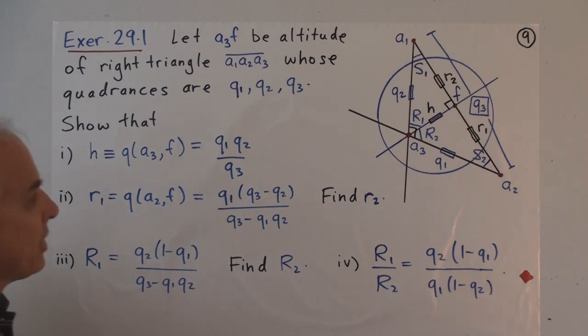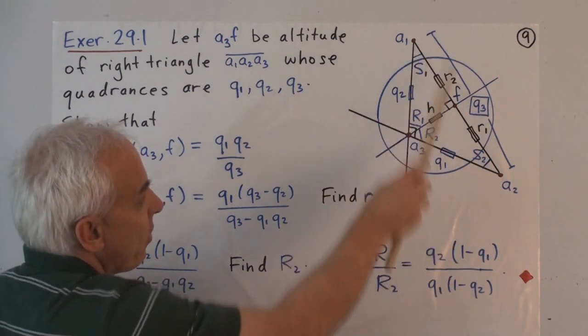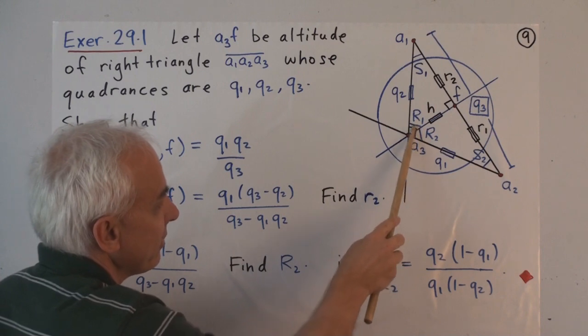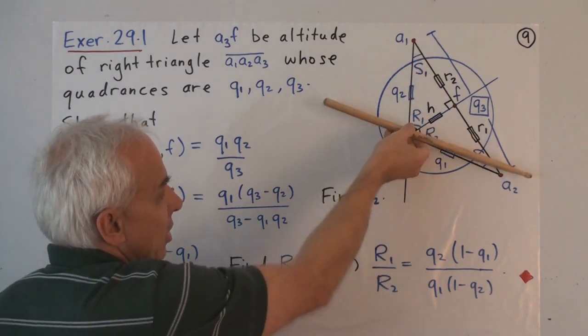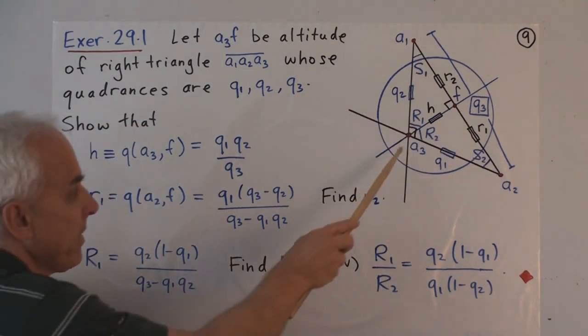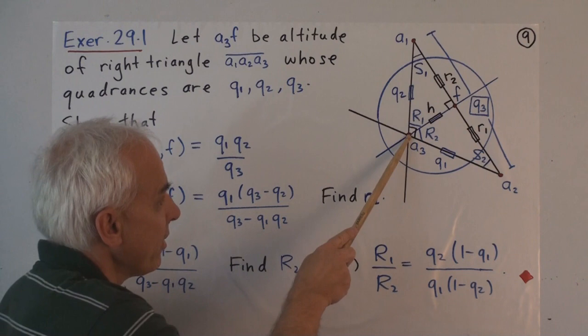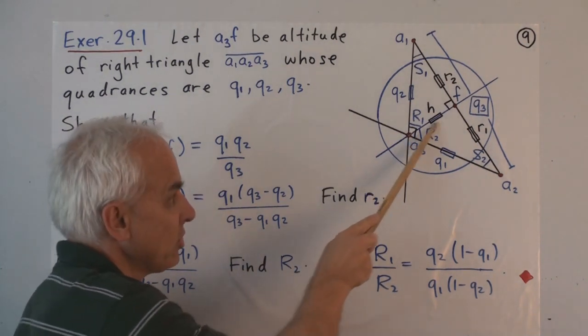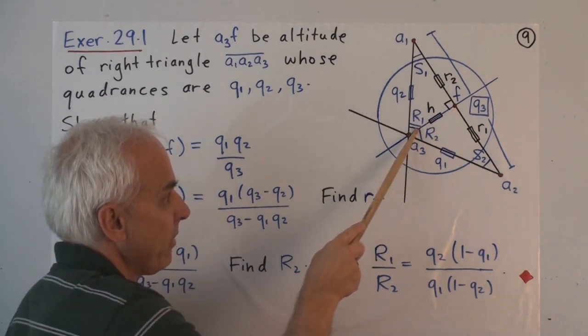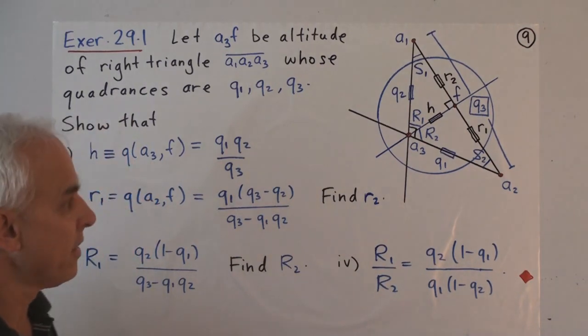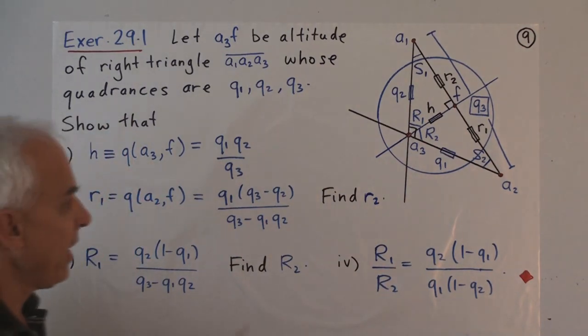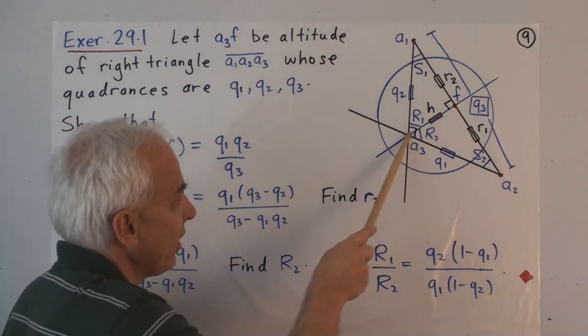So we have a right triangle here, A1, A2, A3. You can see the little right angle there. These two sides are perpendicular at A3 as before. And now what we've done is we've dropped a perpendicular from the right vertex to the other side. And we've called that point F for foot of the altitude, and we'll say that that quadrance there is H.